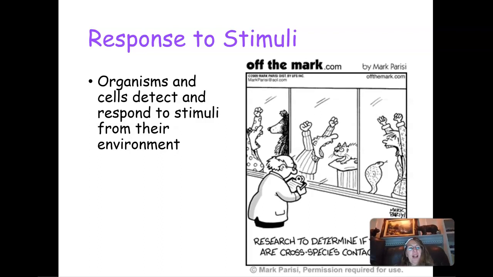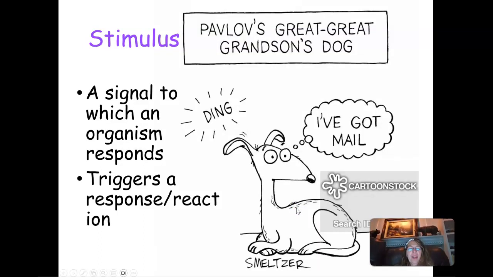So stimuli are things that organisms detect and respond to. In the image, the cartoon says, research to determine if yawns are cross-species contagious. Well, just saying it makes me want to yawn. Again, it's always good to have some humor. So a stimulus is something that is going to signal a response in an organism.